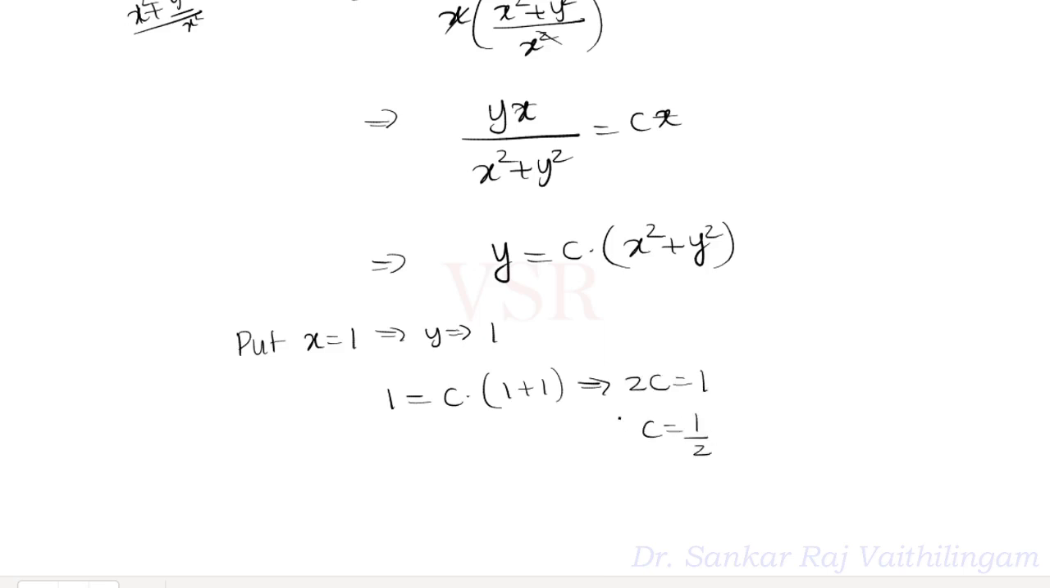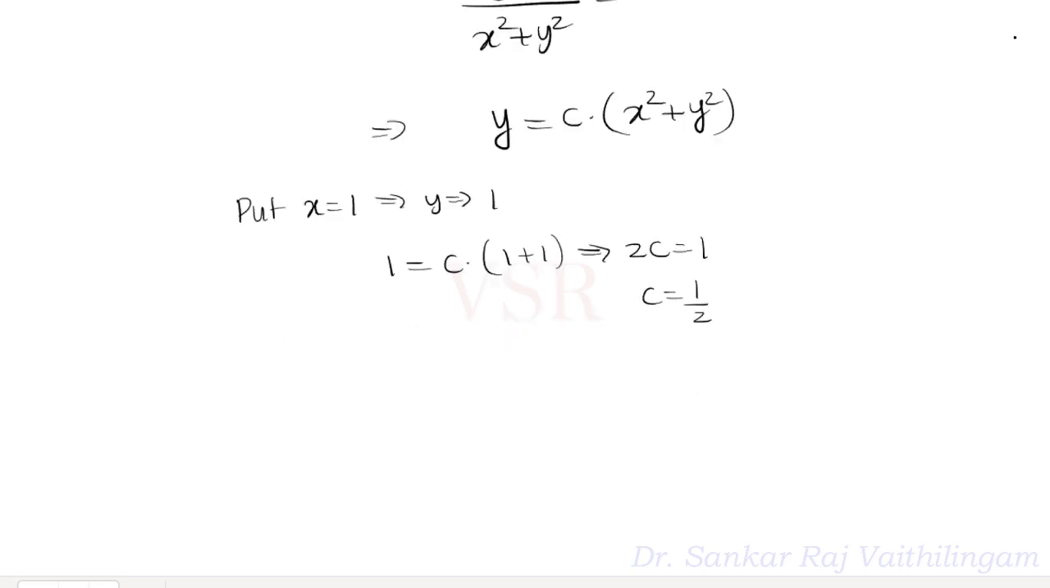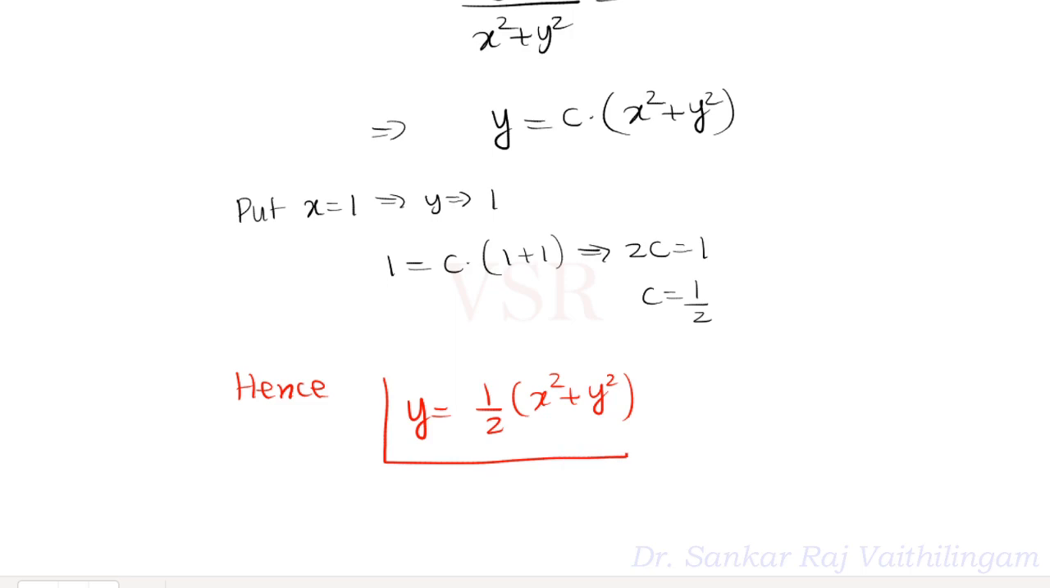Okay, so the particular solution of this equation is, hence, y equal to 1 by 2 times x square plus y square is the particular solution. This is the solution we need. Okay, solution. Hence, we have solved all the 11 problems. Okay, thank you.